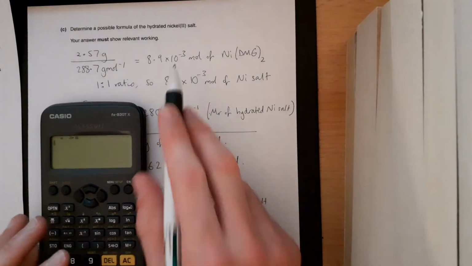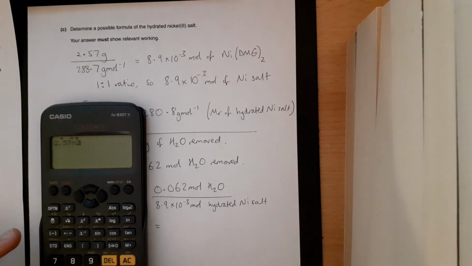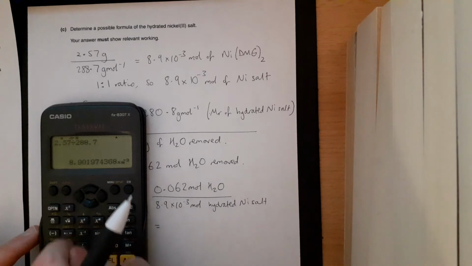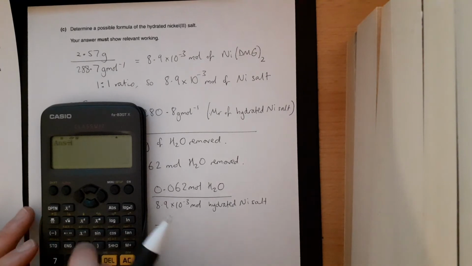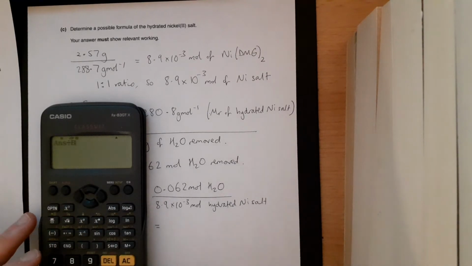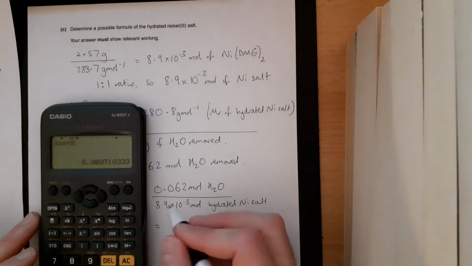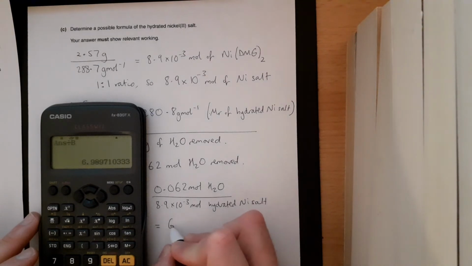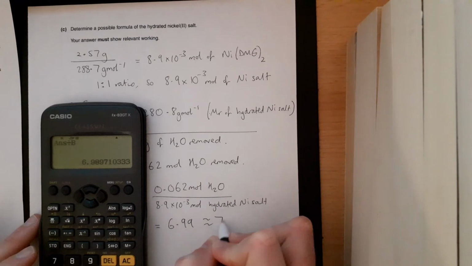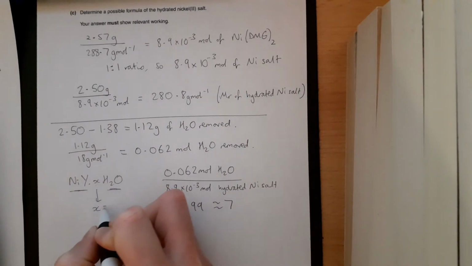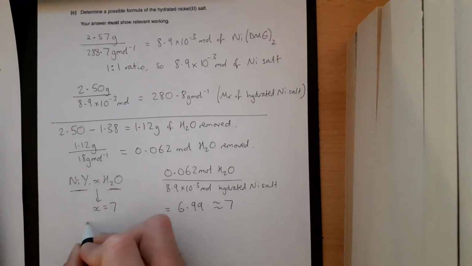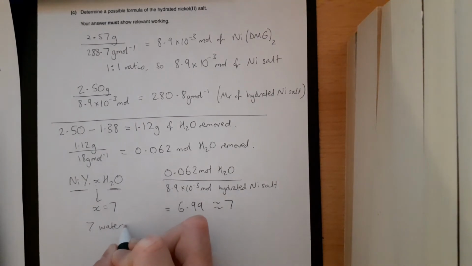Right, let's go back to this value, 2.57 divided by 288.7 is that, and let's store that. Right, and then we want to do the number of moles of water divided by the number of moles of the hydrated salt, and we get 6.99, right? So that's 7, isn't it? So therefore, X equals 7. So we've got 7 waters of crystallization.